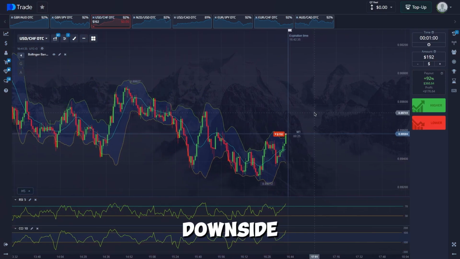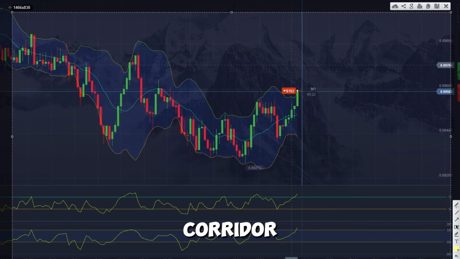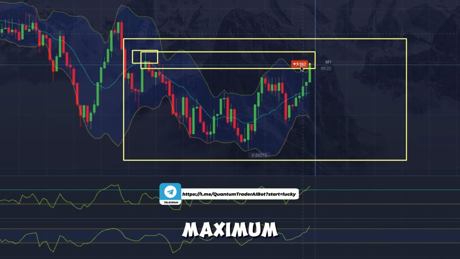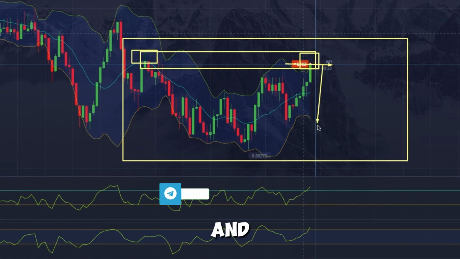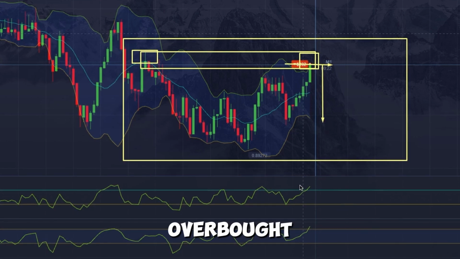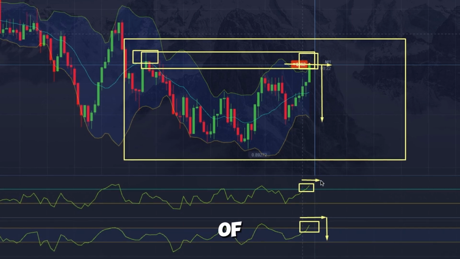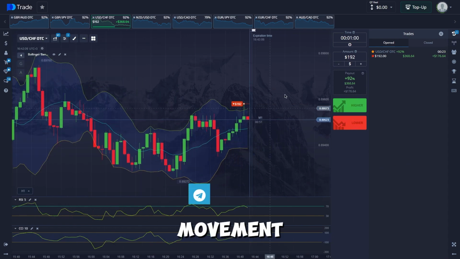Let's open a downside deal here. It's also a good entry point. We can highlight this price corridor, highlight its resistance area, touch it, form a new local maximum, then touch the upper moving average of our channel, the channel indicator, and I want the exit to happen from the overbought area on our two oscillators. In general, the principle of entering a deal was exactly the same, and you can already see the result of the movement.